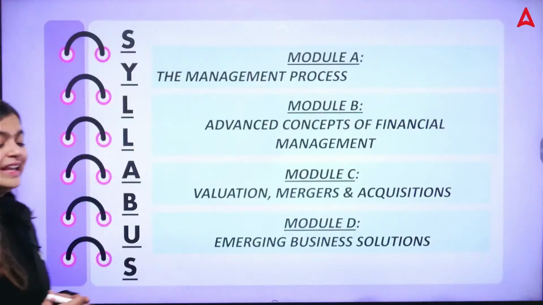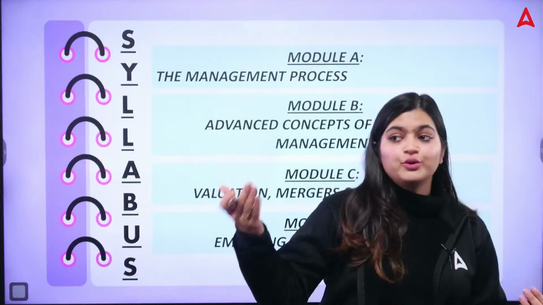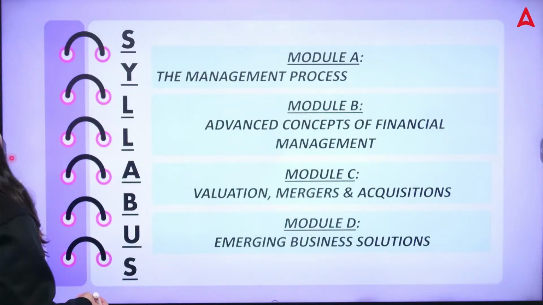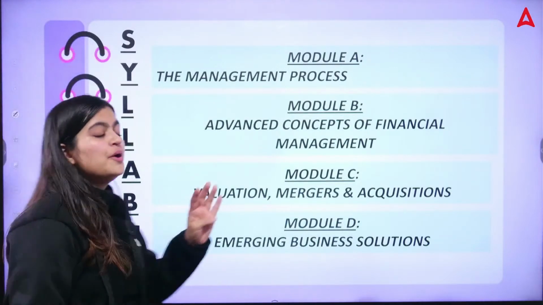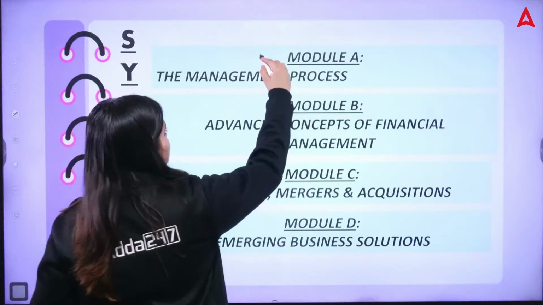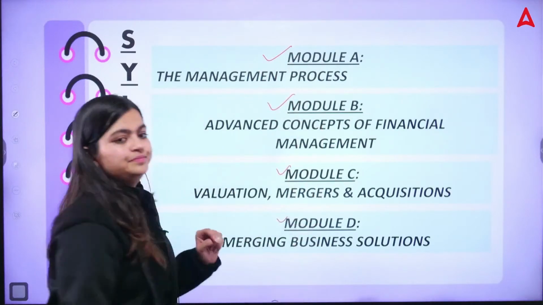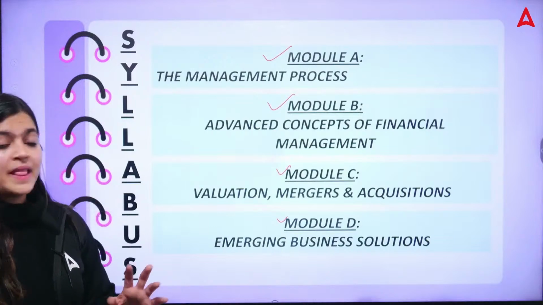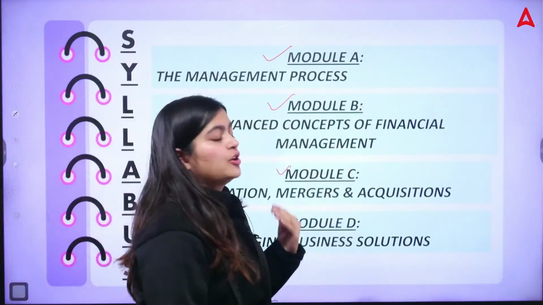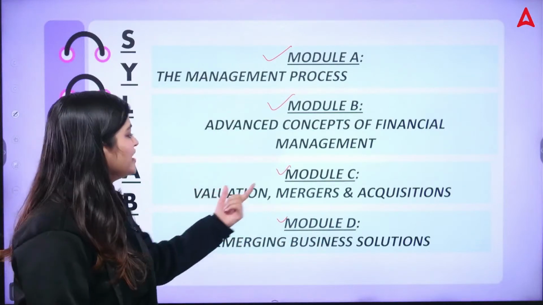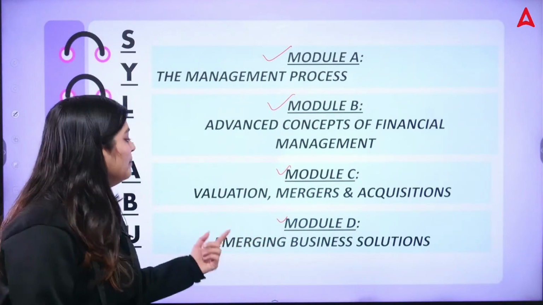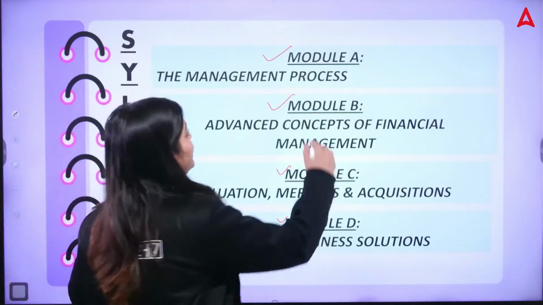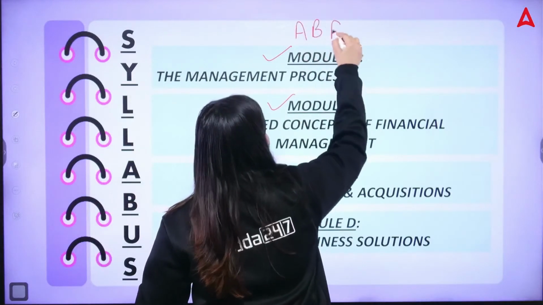As you know, if you are going to start your preparation for ABFM, one thing you need to remember is that ABFM is a compulsory subject and it has 4 modules: module A, B, C and D. Module A talks about the management process. Module B is advanced concepts of financial management. Module C is valuation, mergers and acquisitions. Module D is merging business solutions. So these are the 4 different modules under your ABFM.